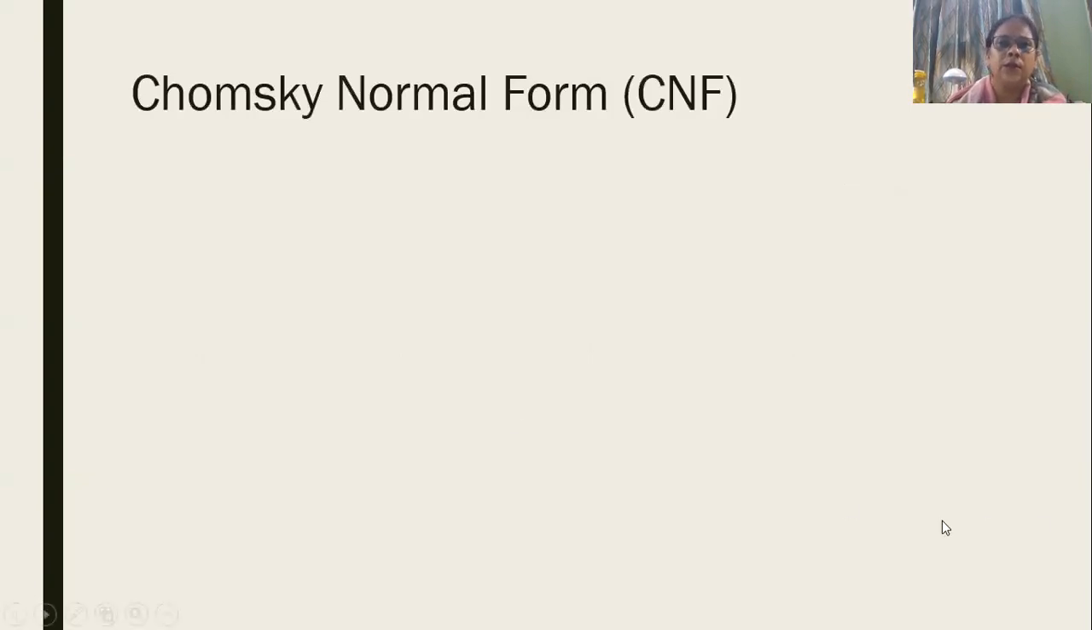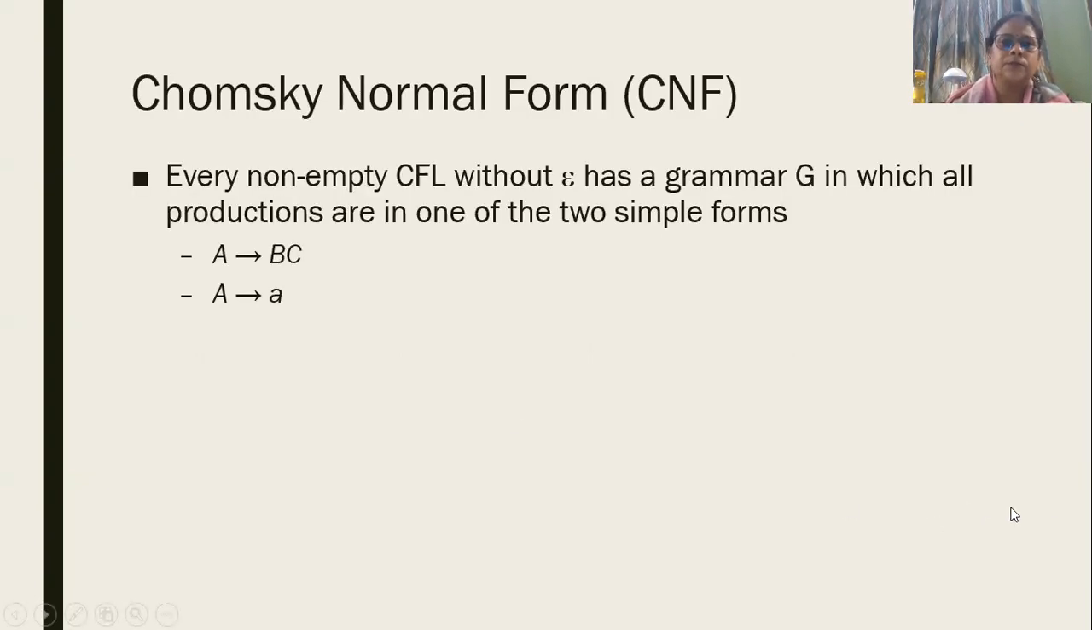So to begin with, Chomsky normal form. In a Chomsky normal form, every production is in one of the two simple forms: A derives BC or A derives a. To put it simply, it means that every production of a context-free grammar represented in Chomsky normal form will have either two variables on the right hand side or a single terminal on the right hand side.